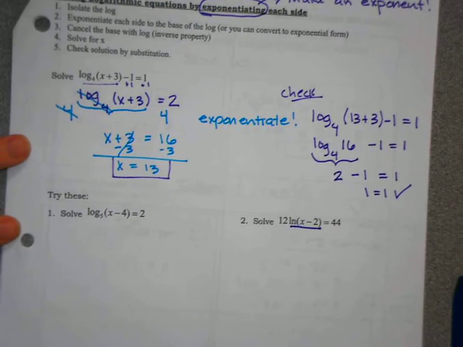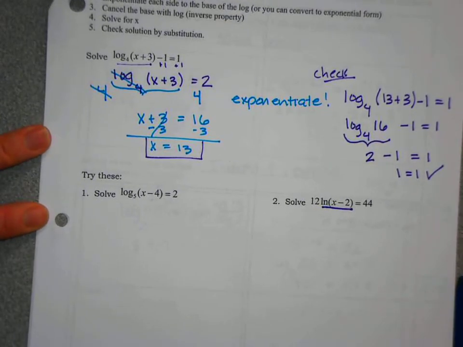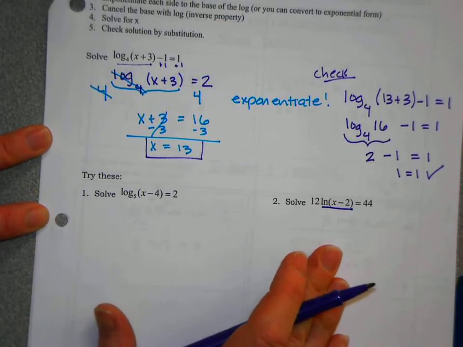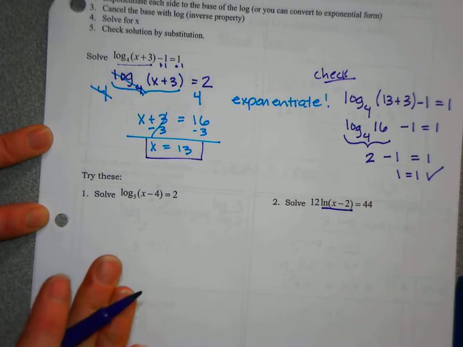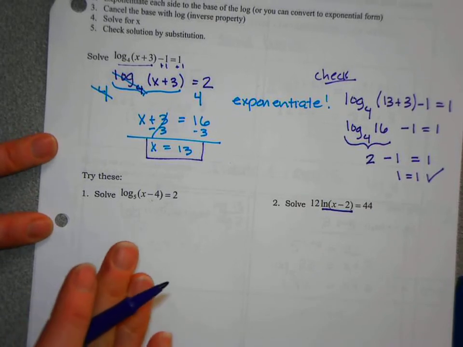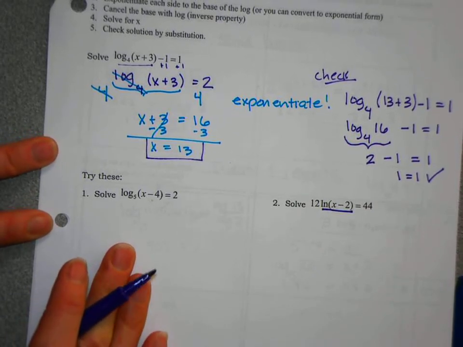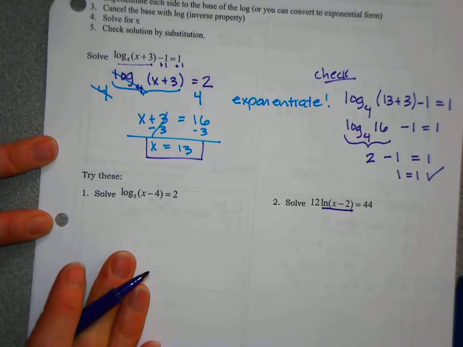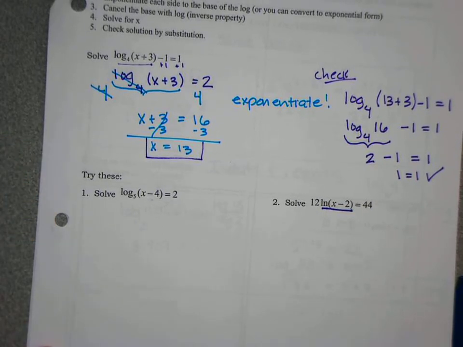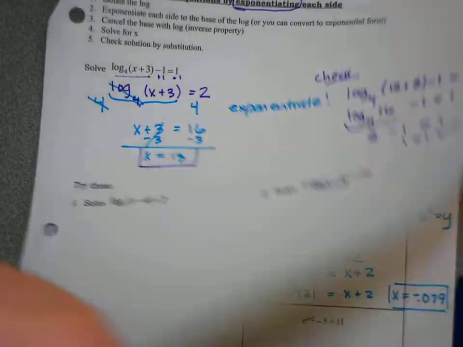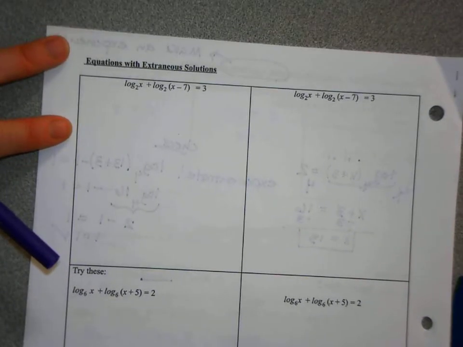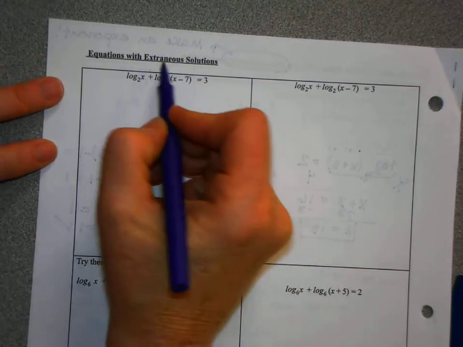All right, so what I would need you to do is stop the tape. Try these two problems by isolating, exponentiating, canceling with inverse properties, solving for x, and checking. Once you're done with that, we'll go on and do the last method of solving, for extraneous solutions.